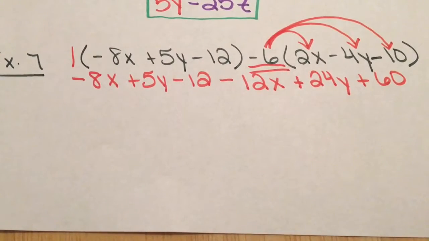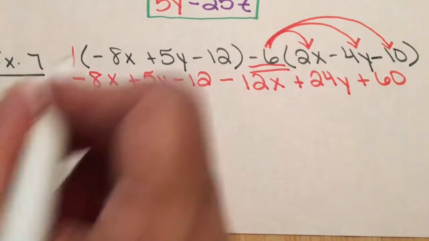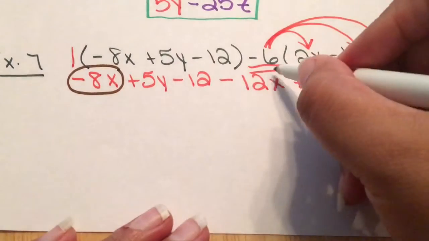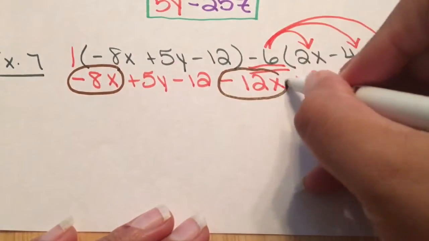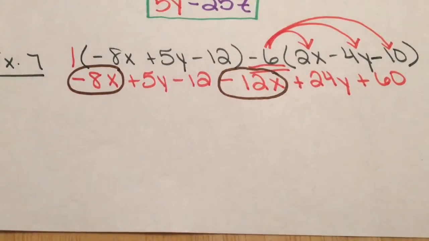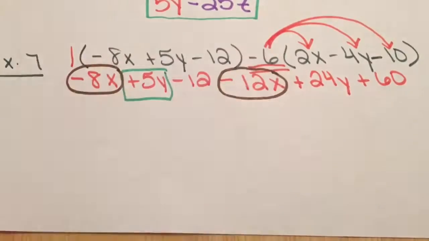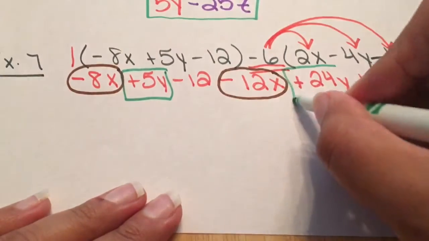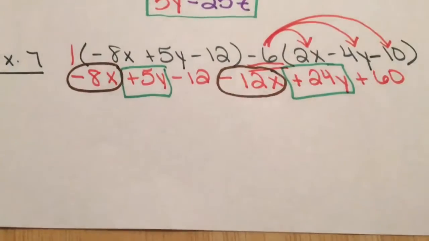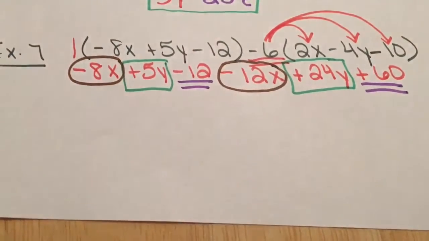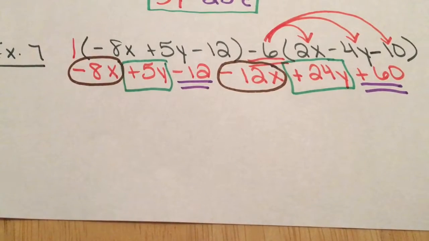Now we have the task of combining our like terms. So I see negative 8x and a negative 12x. I see a positive 5y and a positive 24y. And yay, finally the constants have pairs. I see a negative 12 and a positive 60. So I'm going to combine those parts together.